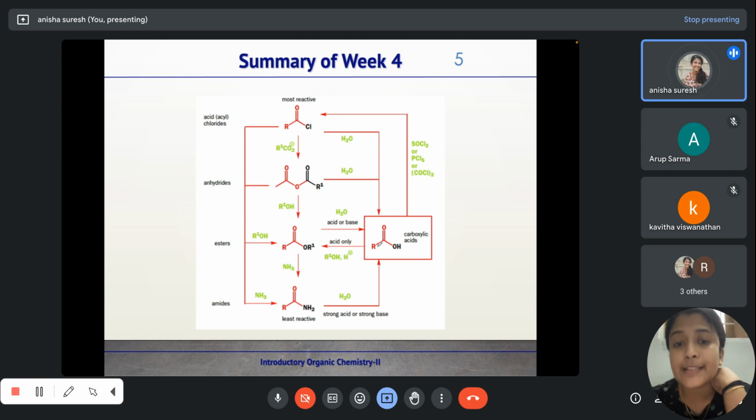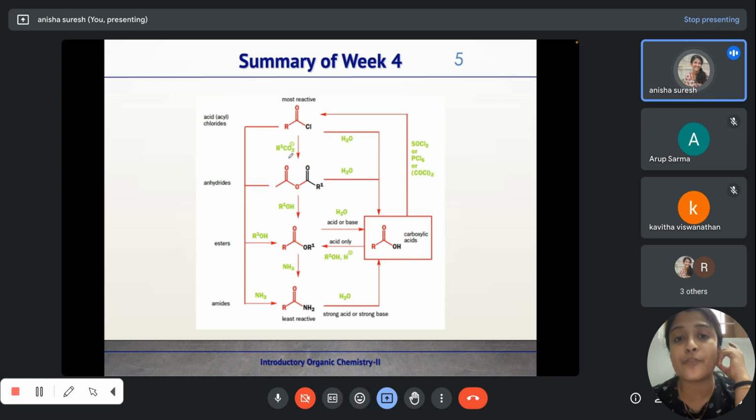Then carboxylic acid can be converted into esters by treating with alcohols in the presence of acids, and this ester can undergo hydrolysis in the presence of acid or base to give back the carboxylic acid. Then amides can be converted into carboxylic acid by treatment with water in the presence of strong acid or strong base.